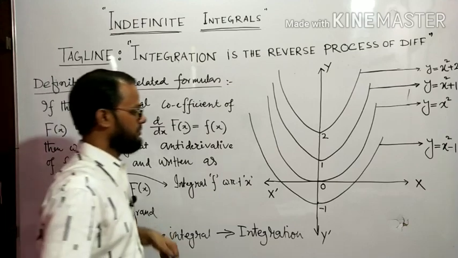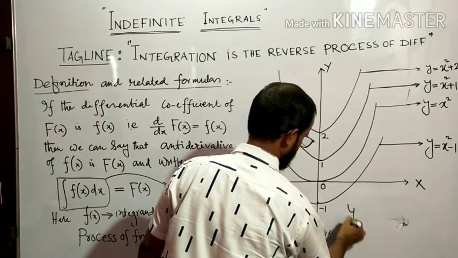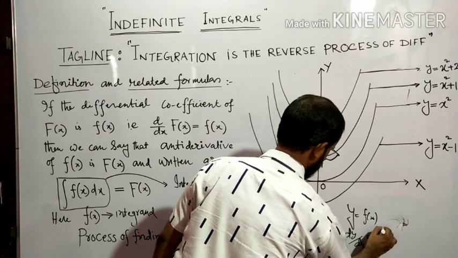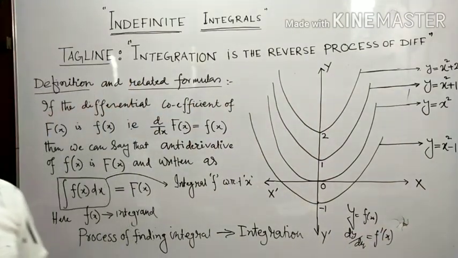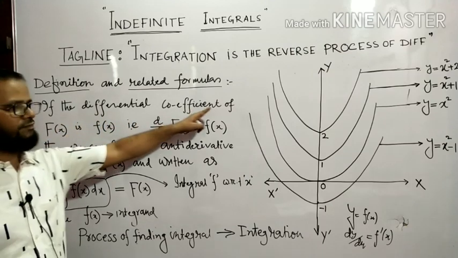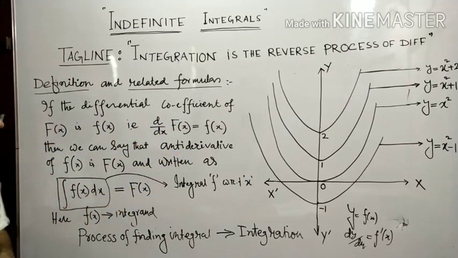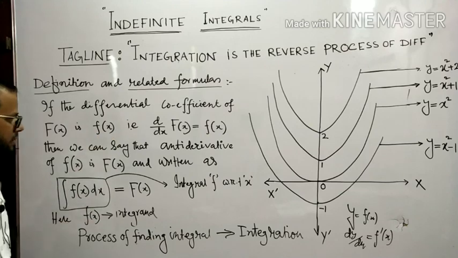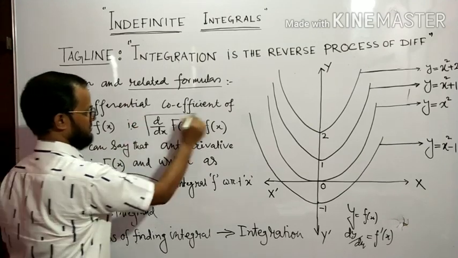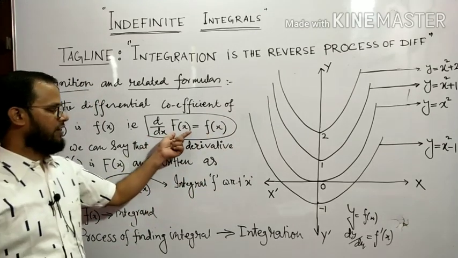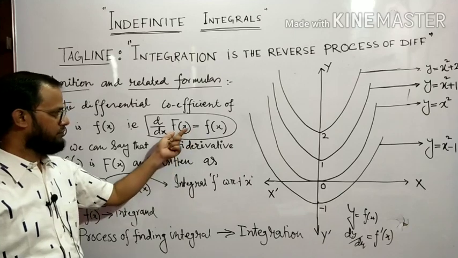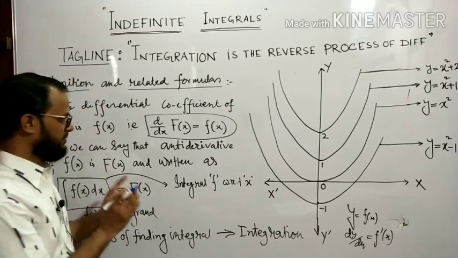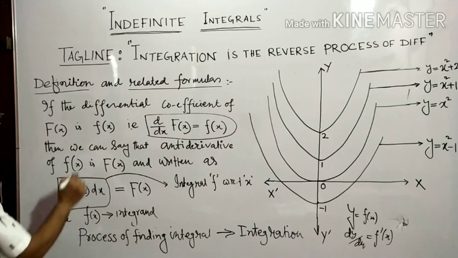Suppose y is a function of x, then dy by dx or f dash x is called the differential coefficient. If the differential coefficient of F(x), where F(x) is a function, is another function, say small f(x), the statement is written as d/dx of F(x) equals f(x). This is the differential coefficient of capital F(x), which is exactly equal to f(x).